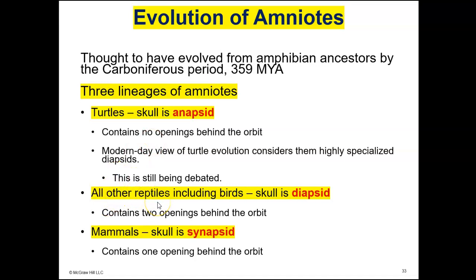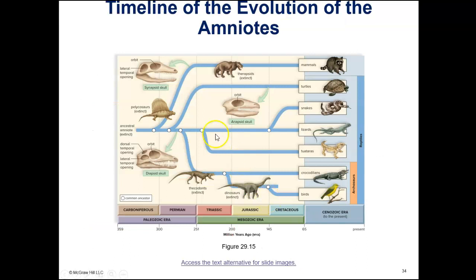All the other reptiles, and this includes birds, have a diapsid skull, which means 2 holes behind the orbit. And mammals have a skull that we call synapsid because there's just one opening behind the orbit. There's one opening behind each orbit. Okay, and you can see the skulls here.